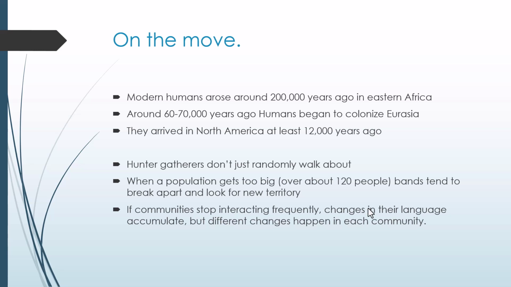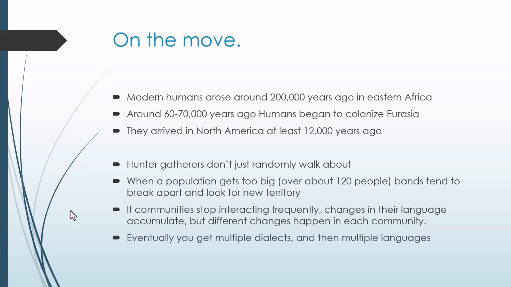So let's say one band breaks off and heads out, and they cross a river, or they go to the other side of the mountain. And if people stop interacting frequently, two groups of people who used to have the same language, each group will start accumulating differences in the language, and over hundreds or thousands of years, they won't be able to understand each other anymore, right? And that's how you get new languages and new dialects and things like that. Okay, good.